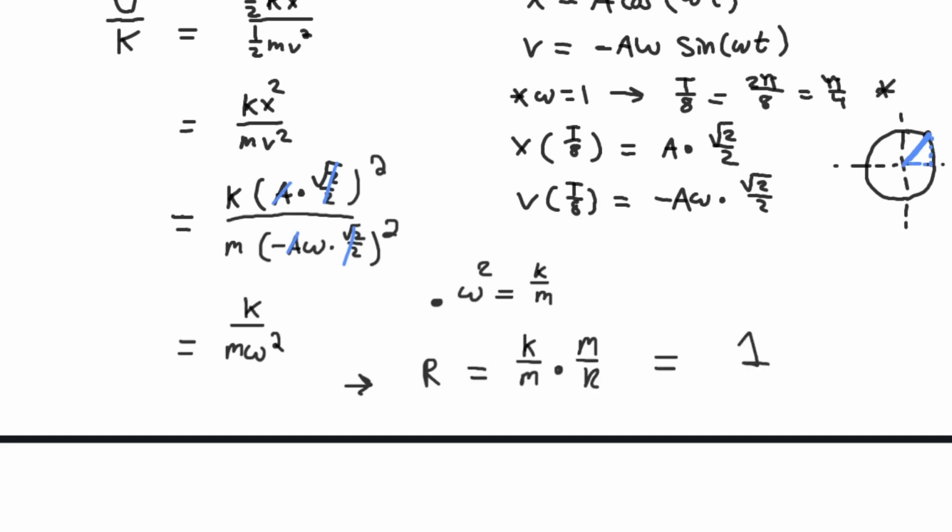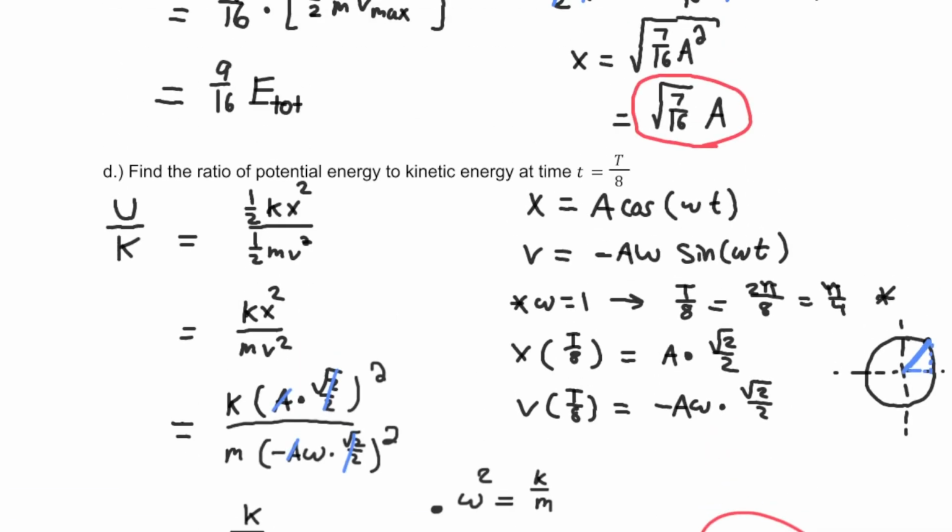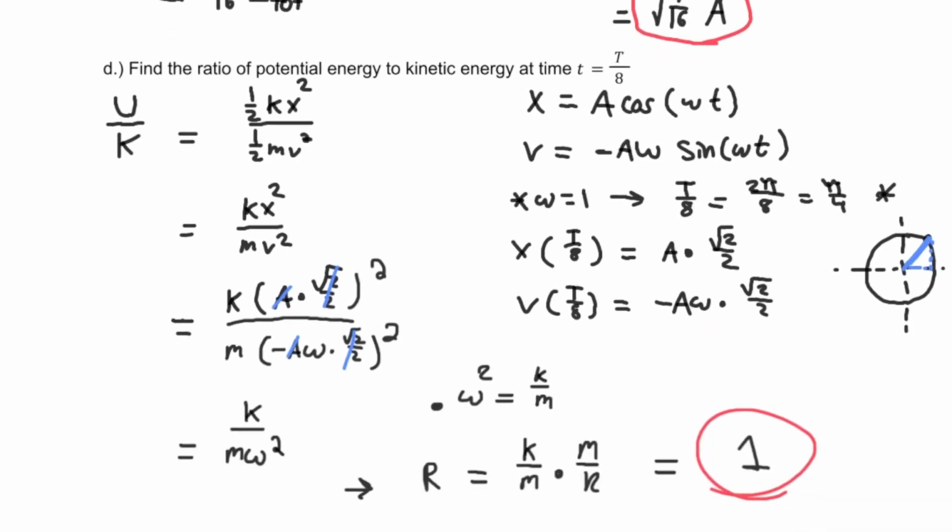So actually, an eighth of a cycle in is a special point where you have just as much kinetic and potential energy for your mass spring oscillator. That's a very hard question. This part D is very tricky. And I only asked it because I knew we'd get this special cancellation an eighth of a cycle in.